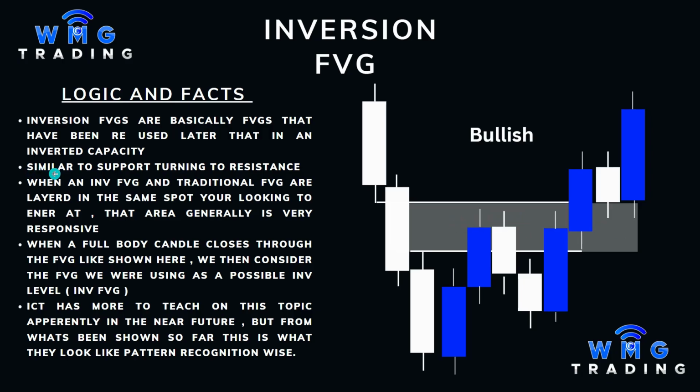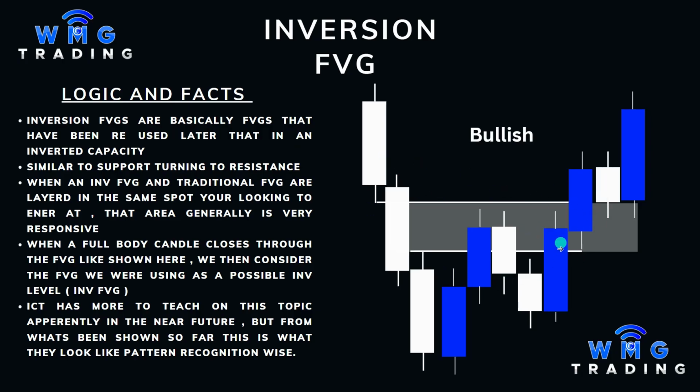So yeah, the whole idea is similar to support turning into resistance or vice versa. And when an inversion fair value gap, like I said, and a traditional fair value gap are layered in the same spot you're looking to enter, that area generally is very, very responsive. And again, you want to go look in your own charts and pull out examples of this. So when a full body candle closes through the fair value gap, like shown here, we consider the fair value gap we are using as a possible inversion level.